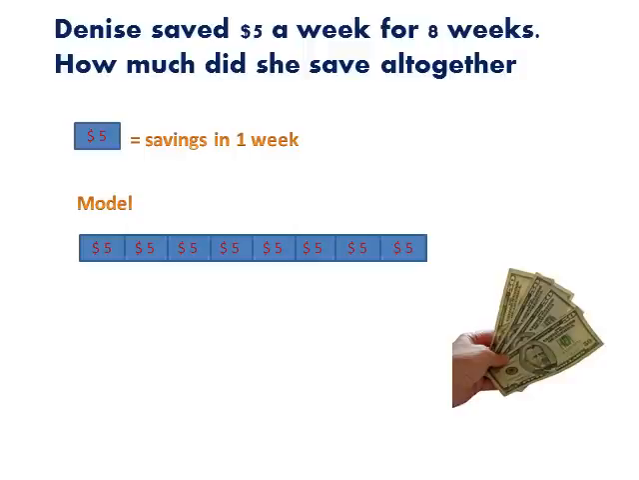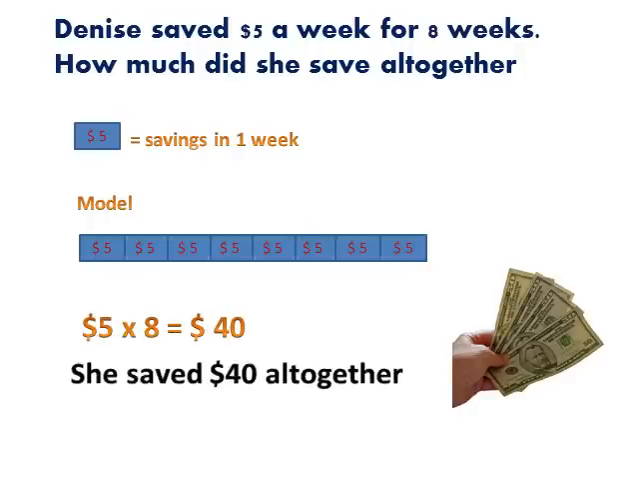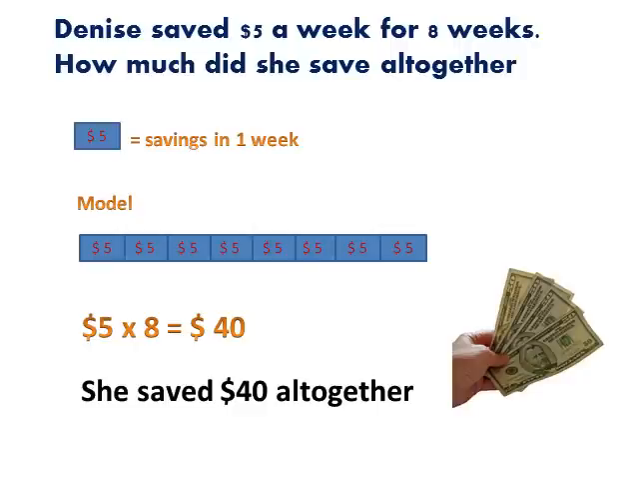So how do we model this one in multiplication? Since we have 8 of these boxes, and each box is 5, it'll just be 5 times 8. And so that is $40. So therefore, to complete your solution, you'd say she saved $40 altogether.